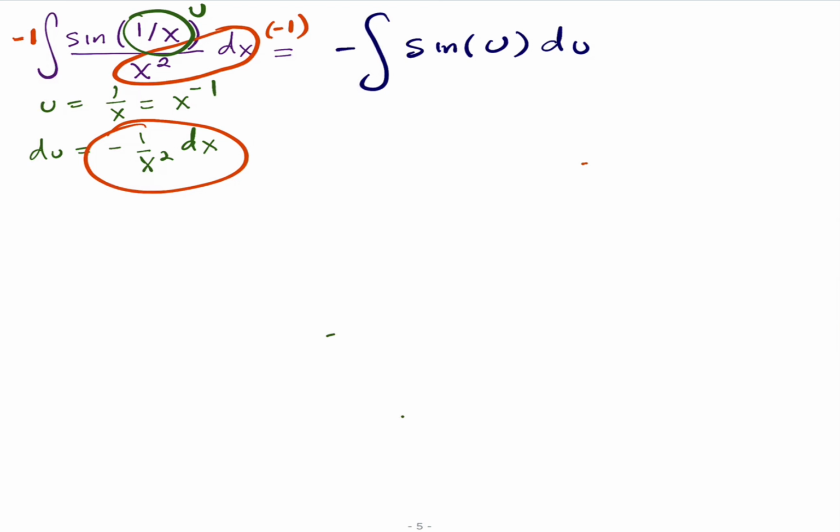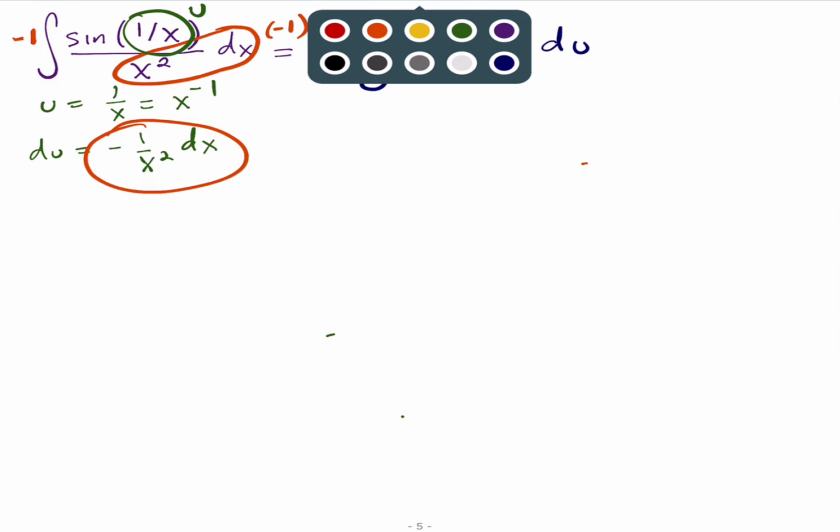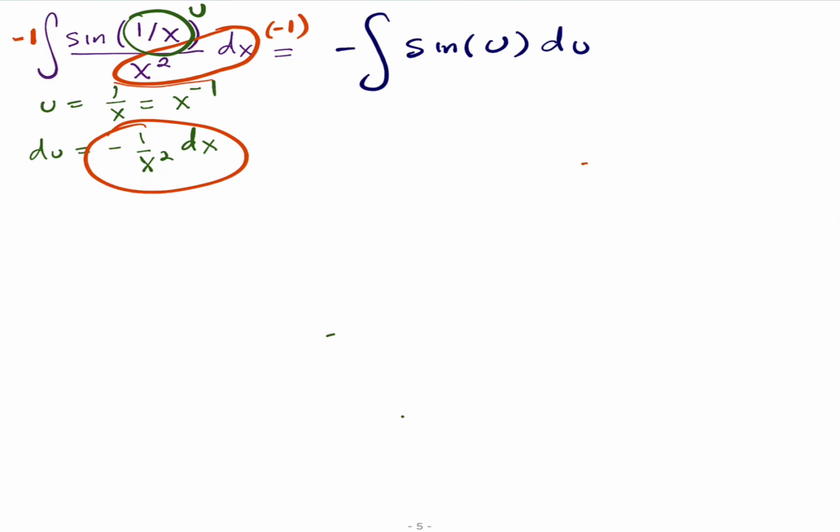Why is it just du? Because this right here, minus 1 over x squared dx, that's du right there. Everything in the orange circle. So I already had the dx over x squared. I just multiplied it by a minus 1.